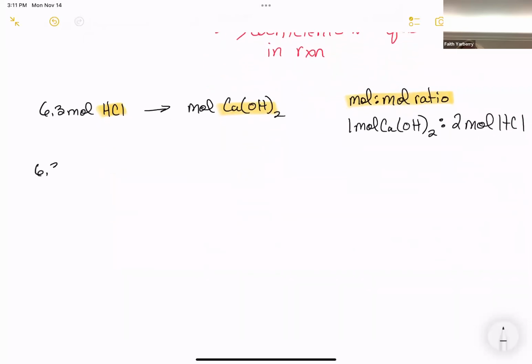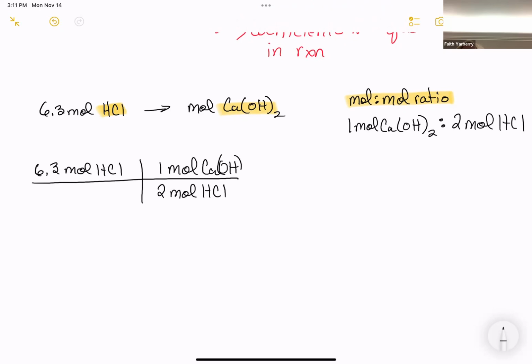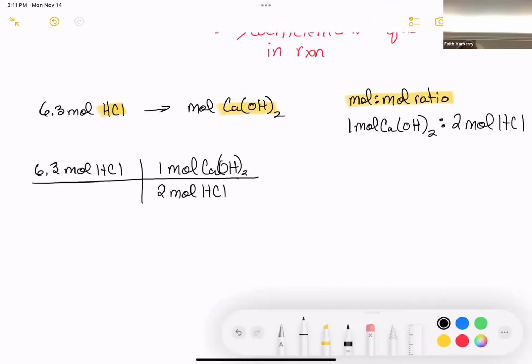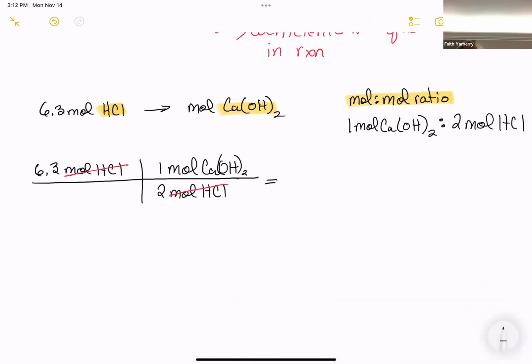So I start with the 6.3 moles of hydrochloric acid. My first conversion factor needs moles of hydrochloric acid in the denominator, so I'm going to be using that mole to mole ratio. 2 moles of HCl will go in the denominator, while the 1 mole of calcium hydroxide goes into the numerator. The moles of hydrochloric acid had to go into the denominator so that the unit and the substance would cancel, leaving moles of calcium hydroxide. So when you do the math, you will get 3.15 moles calcium hydroxide.